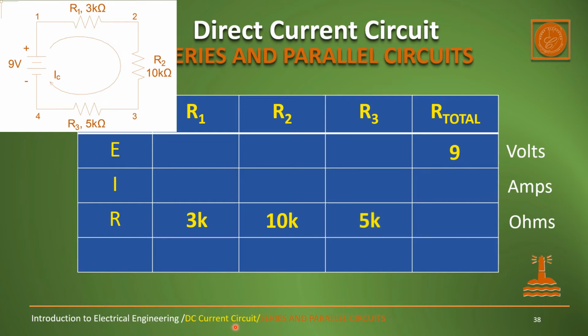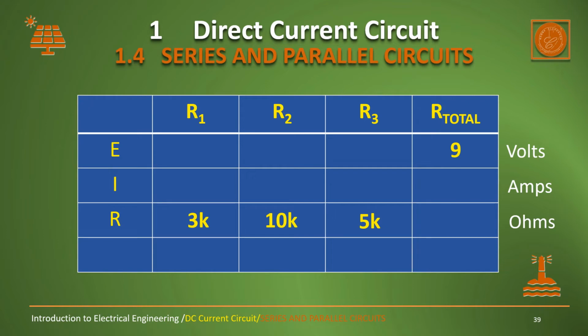So now, according to the original schematics, we can fill in all the original data: 9 volts, 3 kilo ohm, 10 kilo ohm, and 5 kilo ohm. Those are the pieces of information we found from the original schematics. We couldn't find any others. So how do we continue to fill this table?